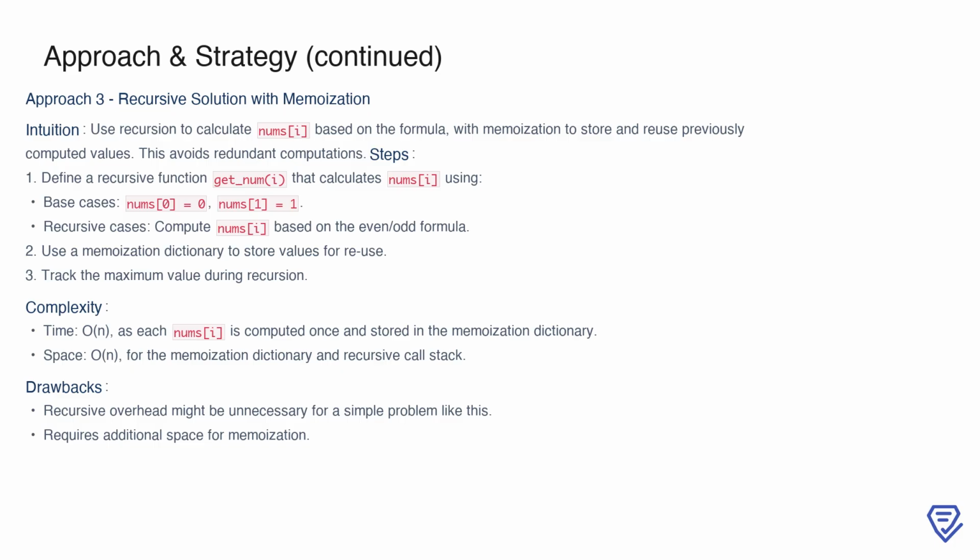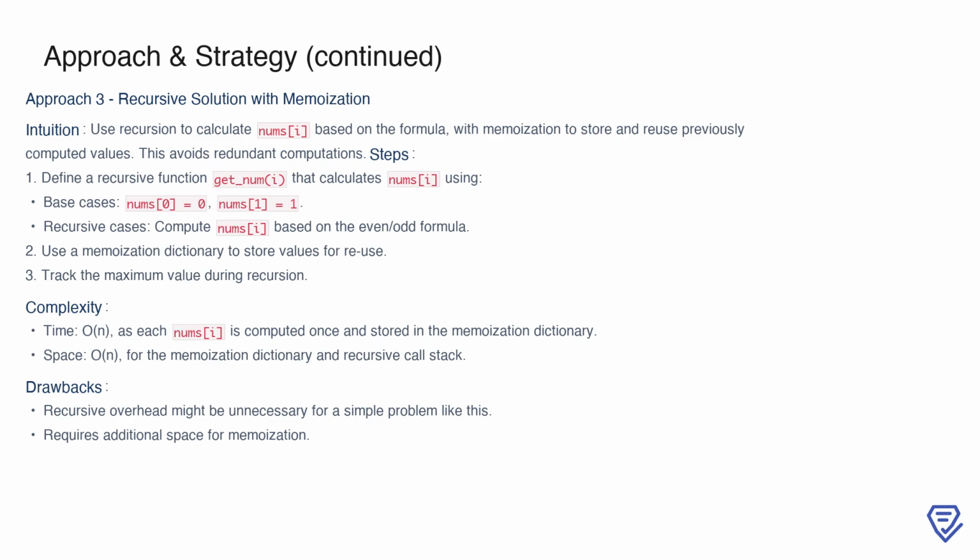Another option is a recursive solution with memoization. This approach leverages recursion to calculate nums[i], storing previously computed values in a dictionary to avoid redundant calculations. The recursive function is defined with base cases for nums[0] and nums[1], and the formula is applied recursively for other indices based on whether i is even or odd. Memoization ensures that each value is computed only once, making the time complexity O(n).